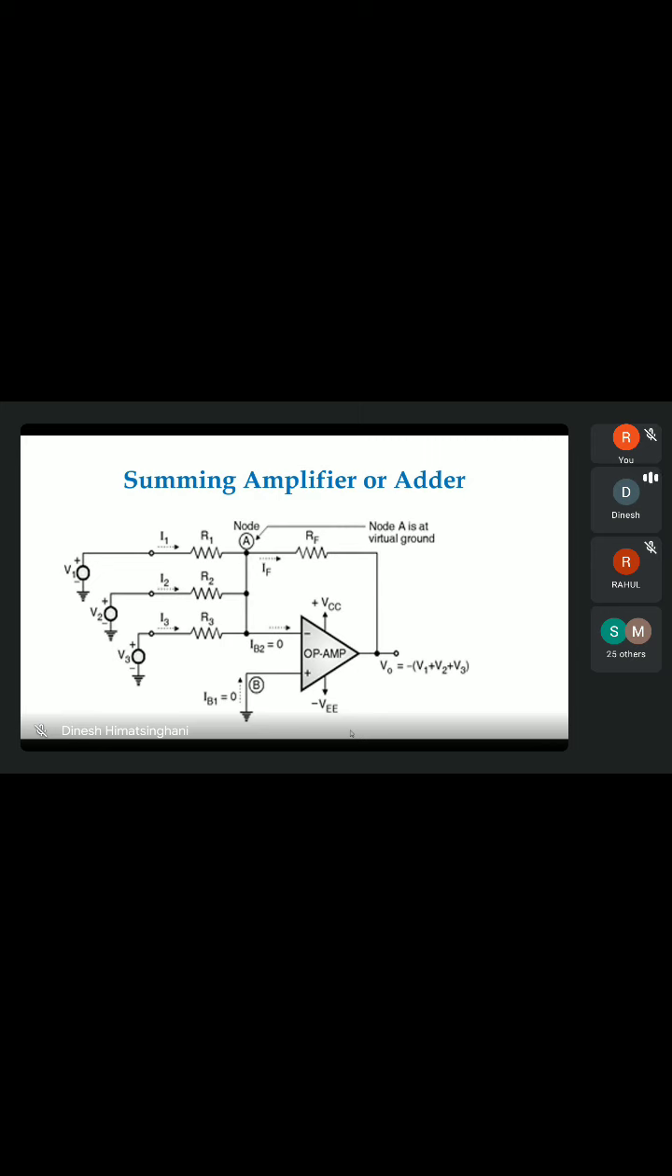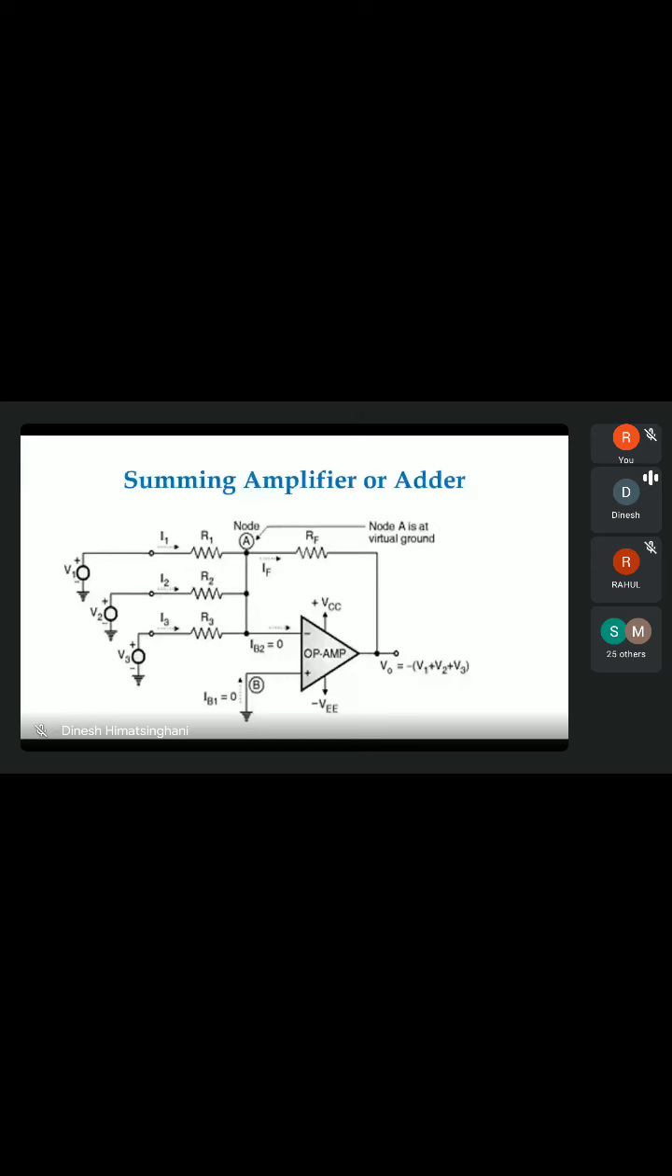Let me move ahead. Okay, please look at the circuit. Take a couple of minutes on this. Look at the derivation. It's an extension of what I have done. I am saying I1 plus I2 plus I3 is equal to IF. So let me just view that slide.